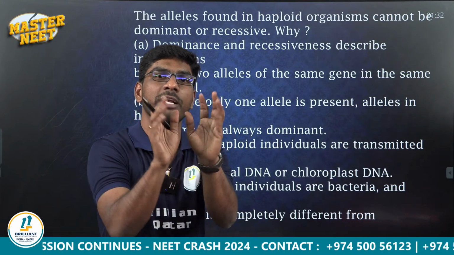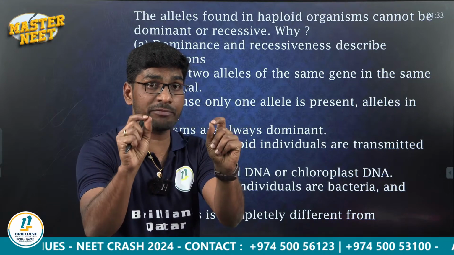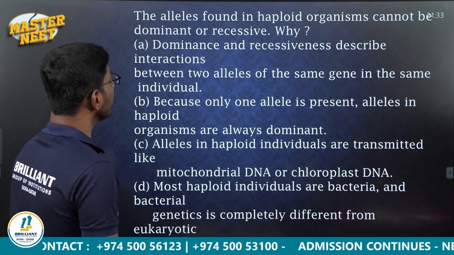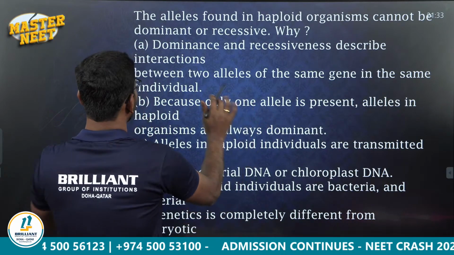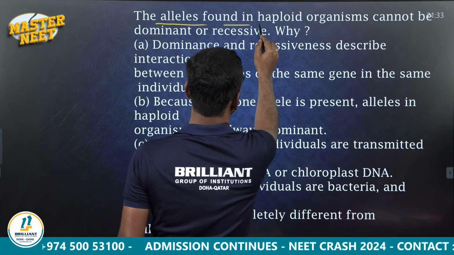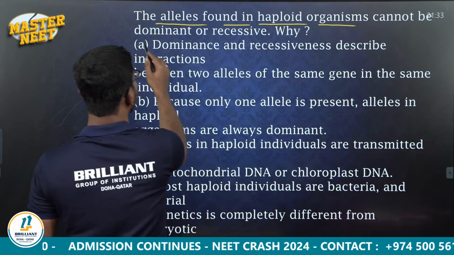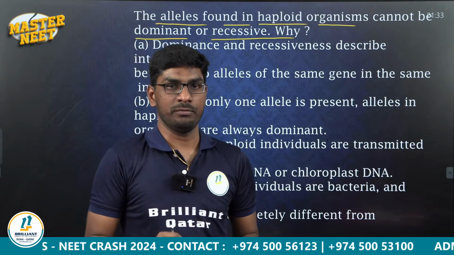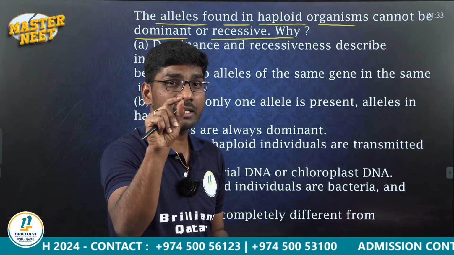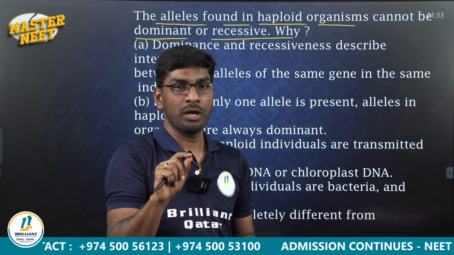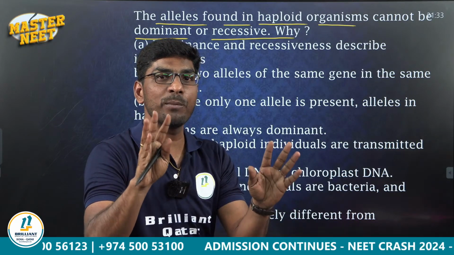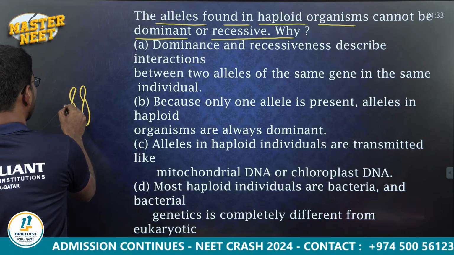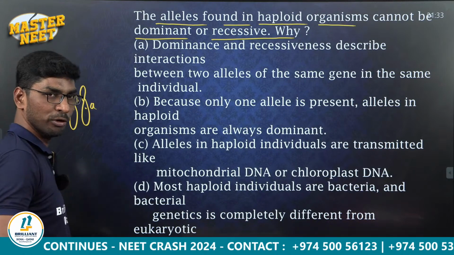If genes are close, that means linkage. You got my point. Read carefully, this question can come for case studies. Look here: the alleles found in a haploid organism cannot be dominant or recessive. Why? If you recall the cell cycle and cell division chapter in 11th grade, alleles are located on homologous chromosomes. Taking these two homologous chromosomes, here capital A, here small a.